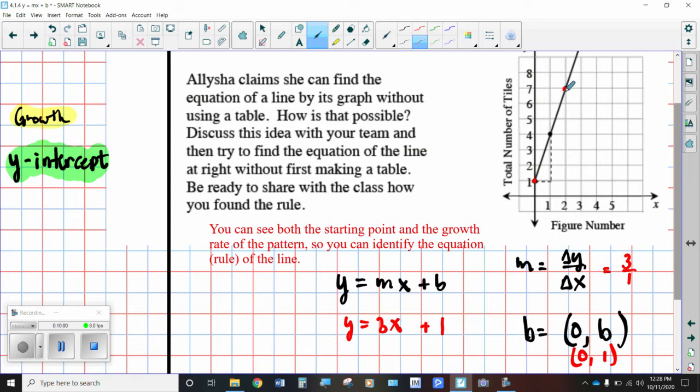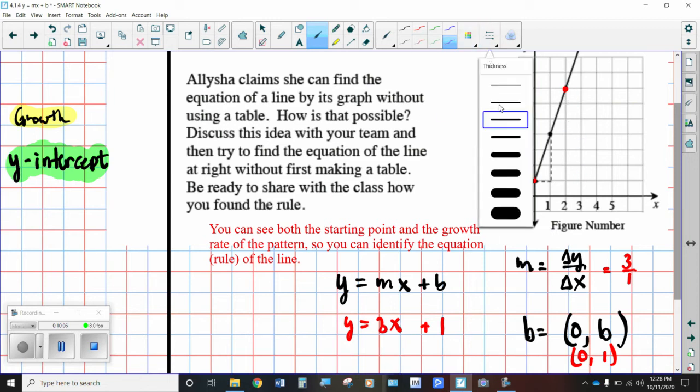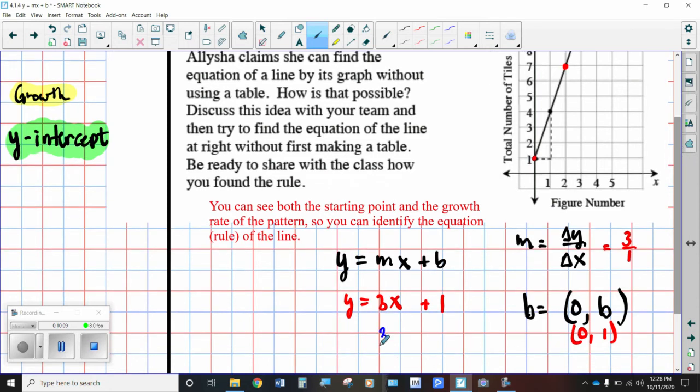So let's prove it right here. Let's make x equal to 2. If x is equal to 2, then this becomes 3 times 2 plus 1, which is going to give us our y value. What is 3 times 2? That is 6. And what is 6 plus 1? That is 7. So this point right here is where x is equal to 2, y is equal to 7. And that is absolutely a point on the graph. So we just verified that our rule that we created from looking at the graph does indeed give us the ordered pairs that make up the graph.